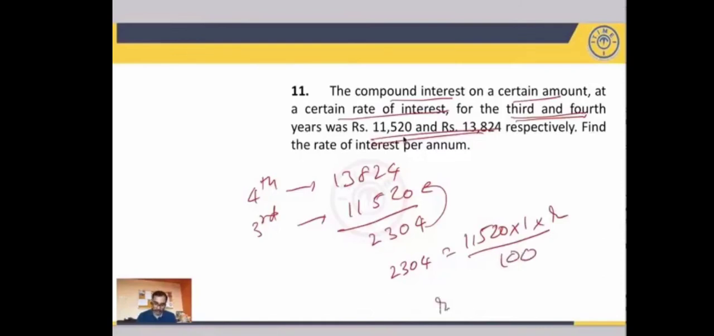Okay, so what will R be here? By observation, you can observe 23 and 115 here. So 23 into 5 is 115 and 4 into 5 is 20. So this goes here 5 times. So 5 by 100 is nothing but 1 by 20. So R is nothing but 20%. So you remember the first table we have seen, how important a role it plays here. Interest on interest is nothing but the compound interest.